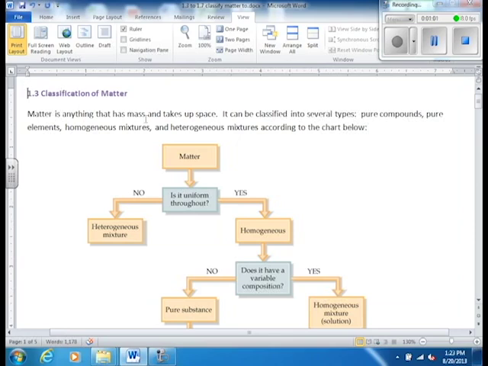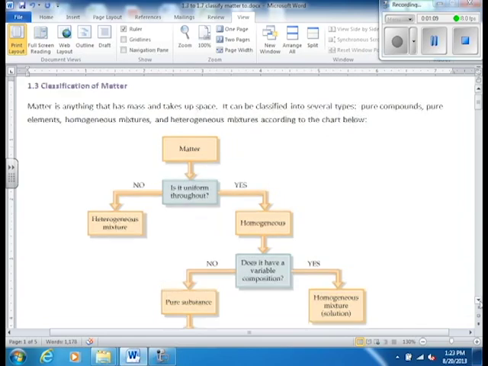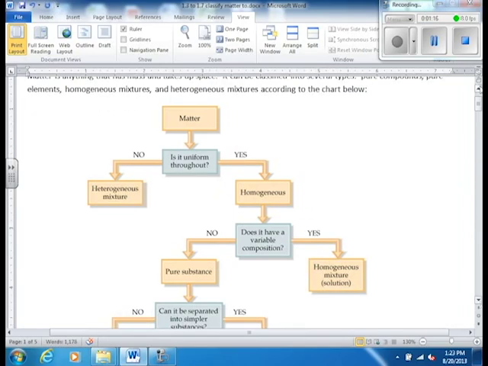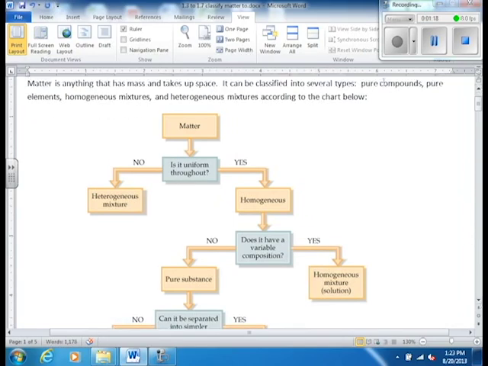So you probably have heard this before. Matter is anything that has mass and takes up space. Now, more important about matter is classifying it for chemistry's sake. So we can divide matter into 4 categories, far more than 4 categories, but for now we'll just divide it into 4. Pure compounds, and you'll have definitions a little later. Compounds are chemicals that have 2 or more elements in them. We have pure elements, that's just a pure element.